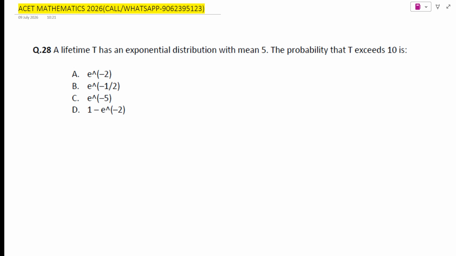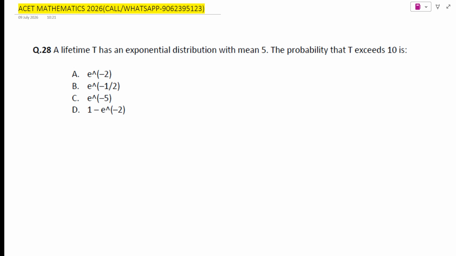Before we begin today's question, let me tell you why this topic is extremely important for the ACET. The ACET is conducted by the IAI, and one of the major applications of actuarial science is modeling the lifetime of machines, human survival, insurance claims, and waiting times. Because of this, the exponential distribution is one of the most frequently tested continuous probability distributions in the ACET syllabus. In today's question, we will learn a very important concept called the survival function.